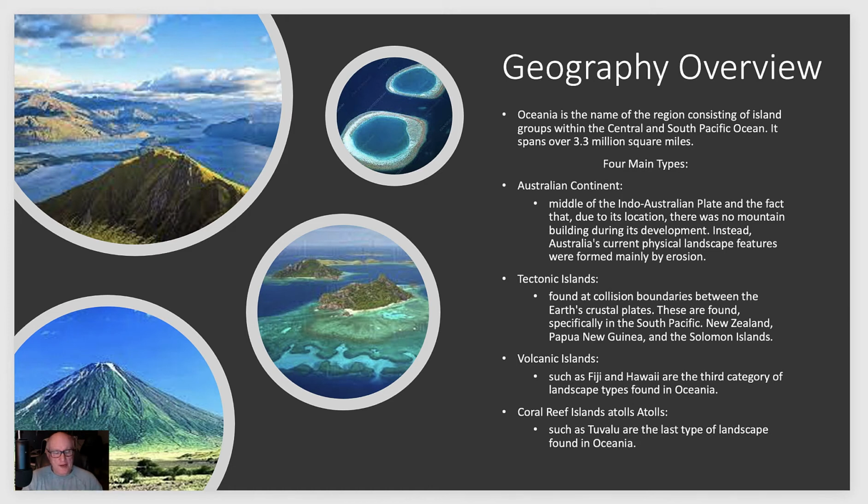Now, there are four main types of land masses that we want to look at. First is the Australian continent. It's in the middle of what's known as the Indo-Australian Plate, and due to its location, there was no mountain building because it's not on the edge of a plate during its development. So instead, Australia's current physical landscape features were formed mainly by erosion.